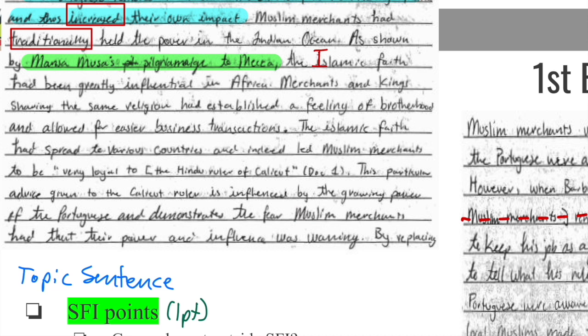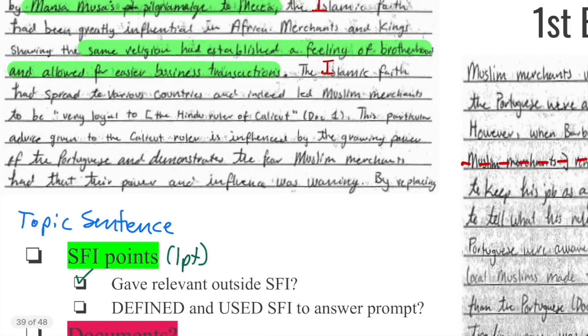So if he's saying traditionally Muslims held power in this area, how is he using Mansa Musa to back up that claim? The Islamic faith had been greatly influential in Africa. So he's using it to show how influential the Muslims were in this area. Merchants and kings sharing the same religion had established a feeling of brotherhood and allowed for easier business transactions. So did they give outside SFI? Yes. Was it relevant, and did they use it to answer their prompt? Yes, they did. So far in this paragraph, they have earned another point.